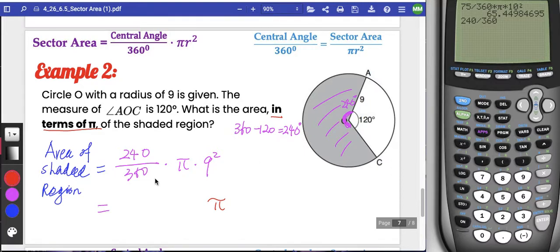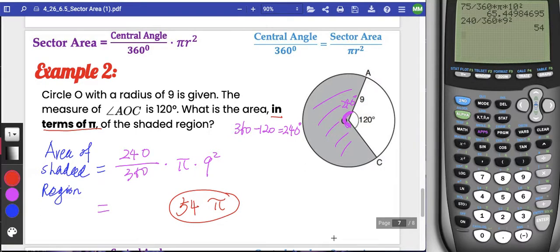So I'm going to keep everything except pi. So it's 240 divided by 360 times 9 squared. Check everything again. Since we don't use pi, I'm going to keep the answer like that. So this is 54. The answer is 54 pi. So that's it. That's our answer.